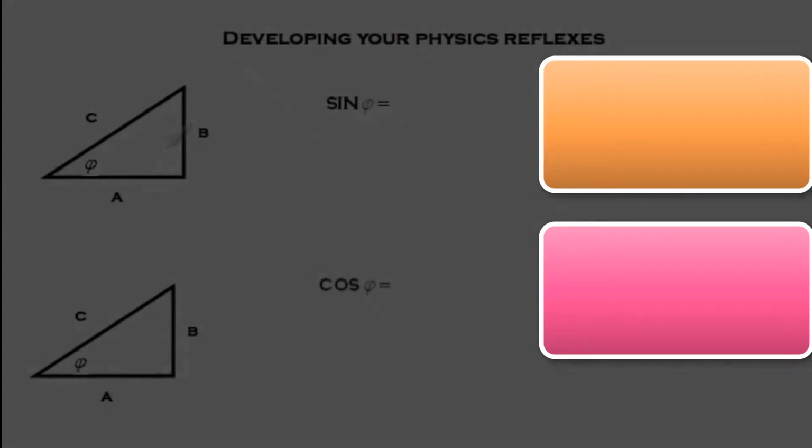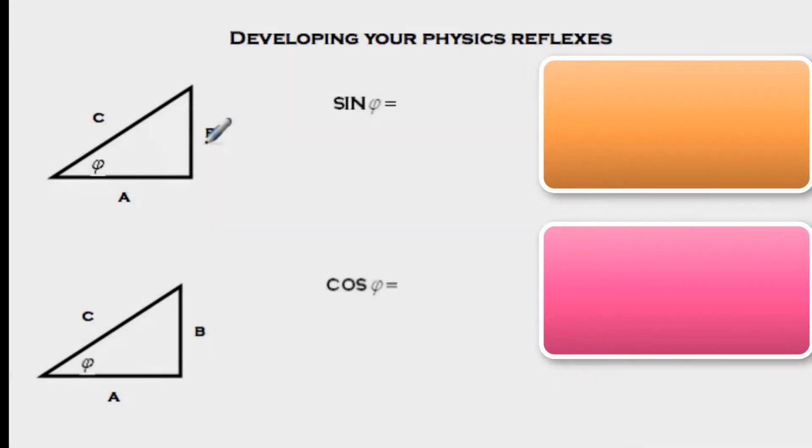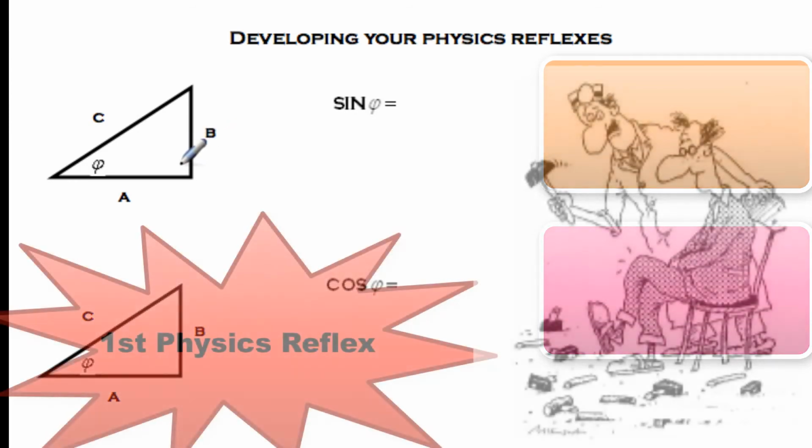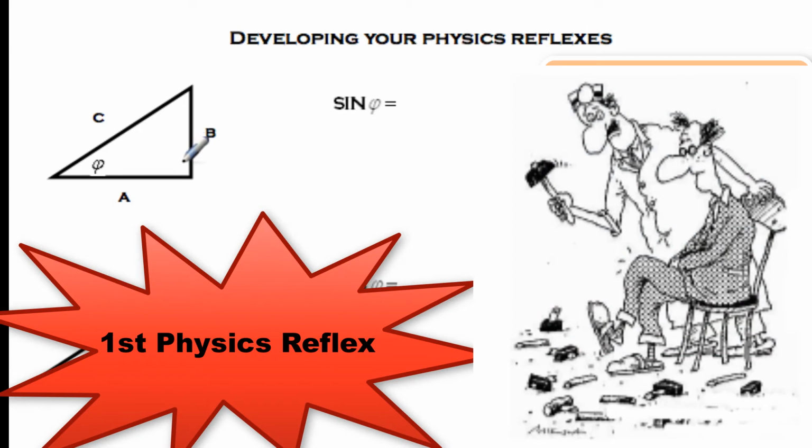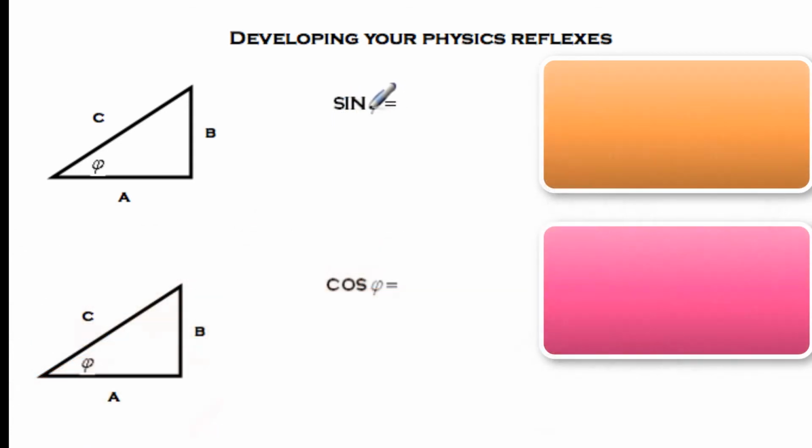What we're going to do now is to develop your first physics reflex. You know how when you go to the doctor and the doctor slams your knee with that little hammer and your knee and your leg shoots up? Well, that's a reflex. You don't have really a choice about it. It's just something that you naturally do. So too, we're going to have some physics reflexes, which are habits that we get into that we just do without even thinking about it.